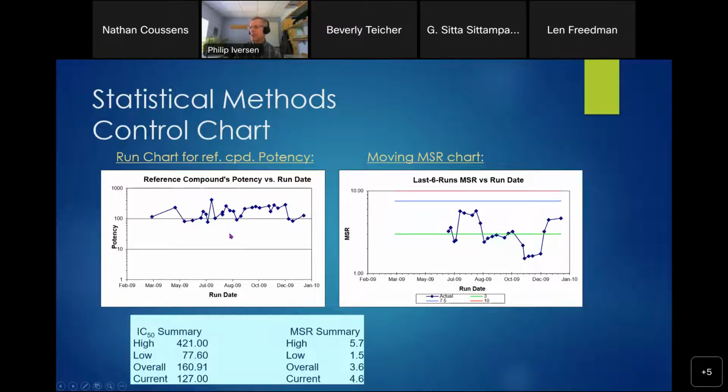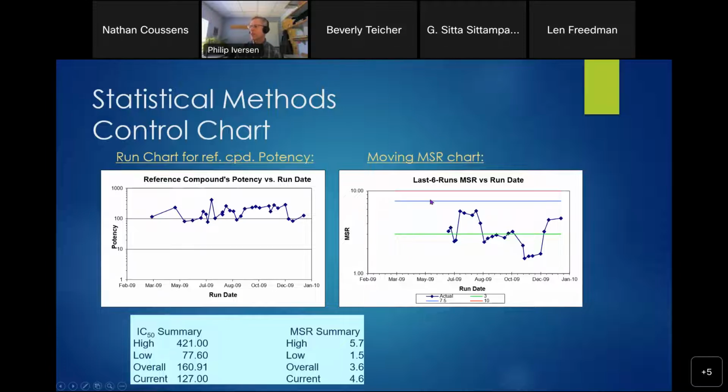And that kind of variation translates into a moving MSR that looks like this. So it's hovering around 3, an MSR of 3 on average. That green reference line is simply located at 3 for a reference point.